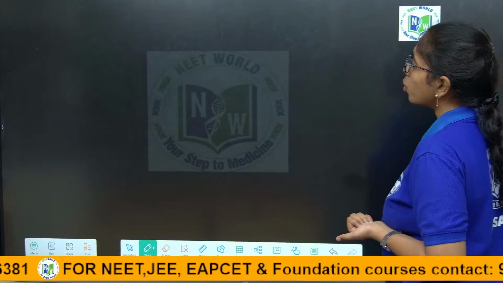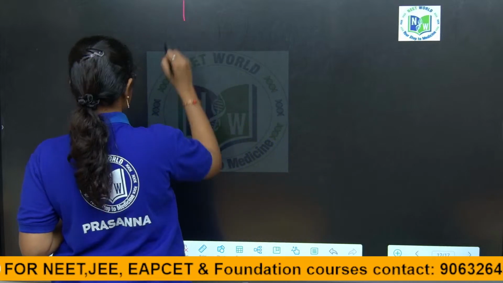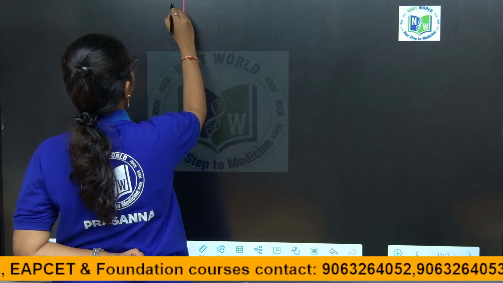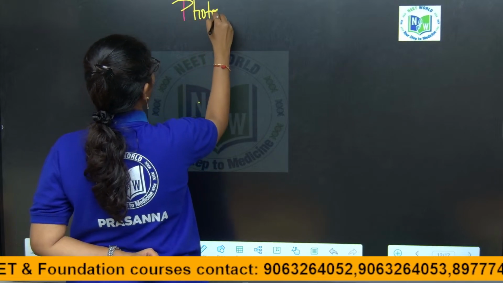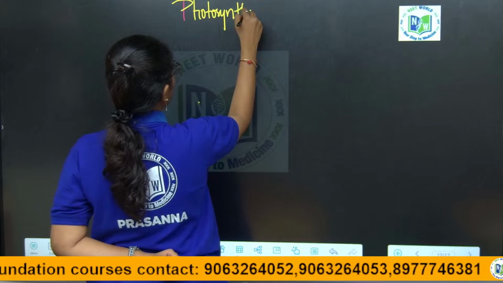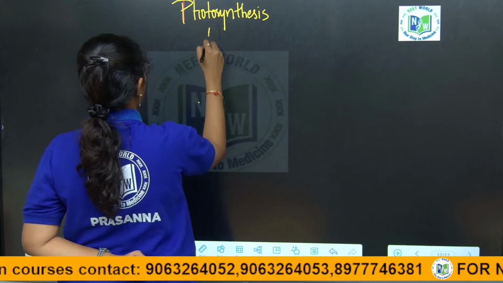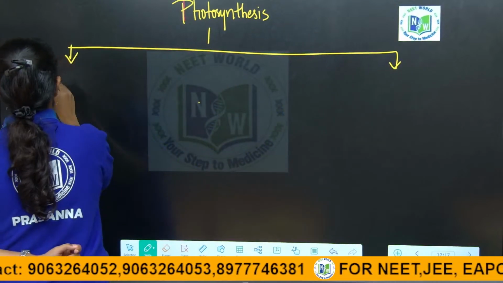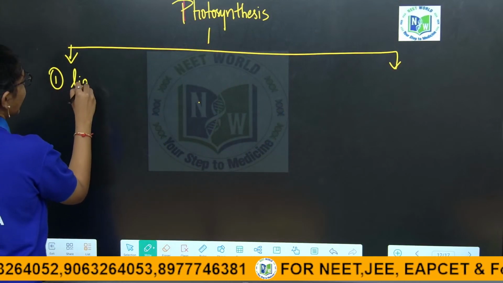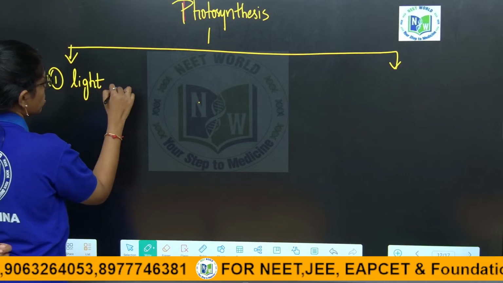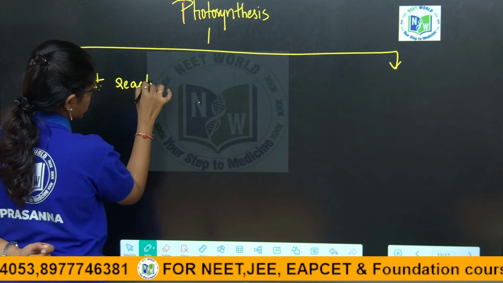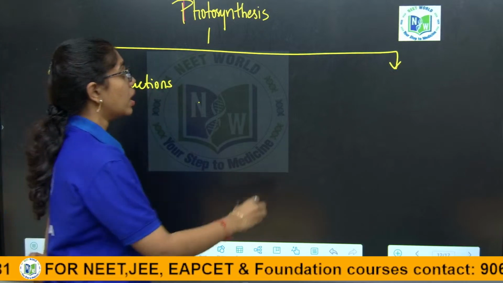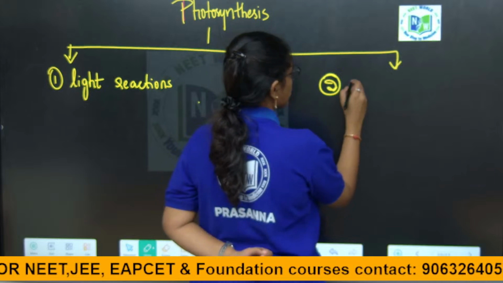Now if you look into photosynthesis, two reactions occur inside the chloroplast. Photosynthesis is conducted in two steps. The very first step is light dependent reactions, which are also called light reactions, as they are directly dependent on light. Second are dark reactions.